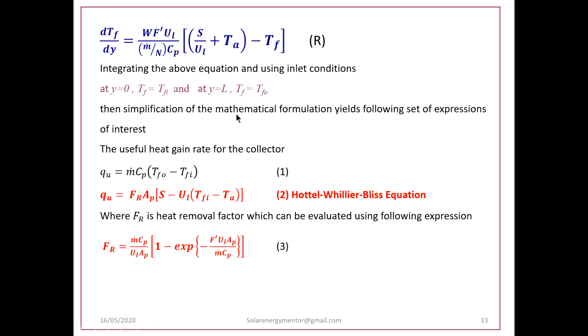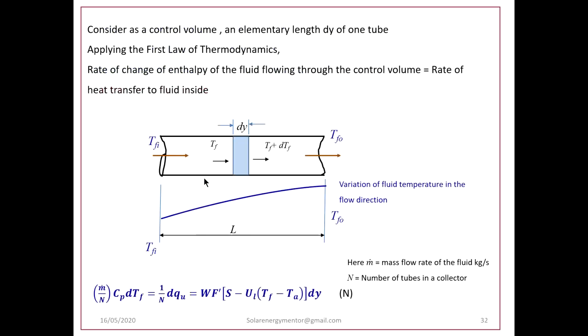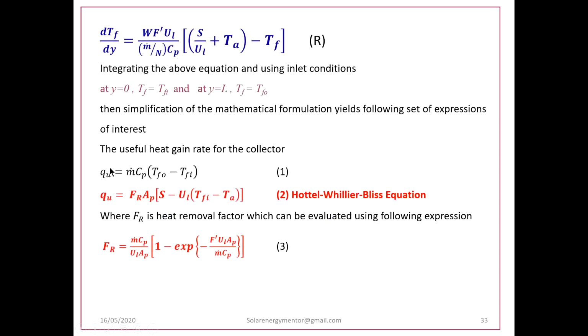Then comes the simplification of the mathematical formulation. The focus here is not on getting into the mathematical complexity of the calculation and simplification. The mathematical formulation and its simplification yield the following set of expressions. These expressions are of interest. The useful heat gain rate for the collector is Qu, which is m dot Cp into Tfo minus Tfi. So this is the first.